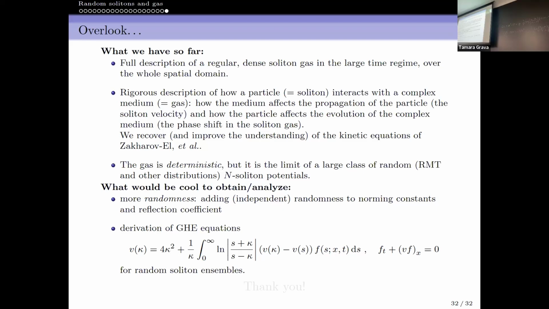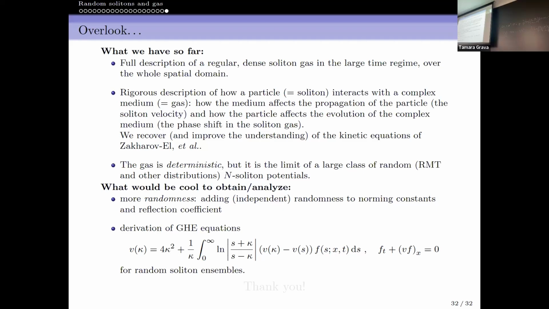So what it would be nice to do is to get other configurations of what we call soliton gas, and a wider range of randomness in particular. So we put randomness only on the eigenvalue, but not on the norming constants. It would be nice to find a way to get random norming constants as well and be able to predict it. And most importantly, the derivation of this generalized hydrodynamic equation for the soliton density in the random setting remains an open problem.